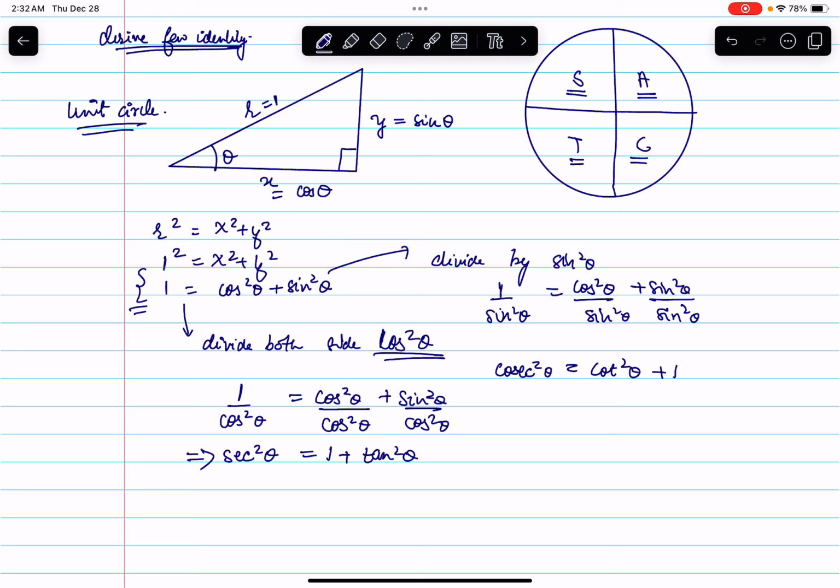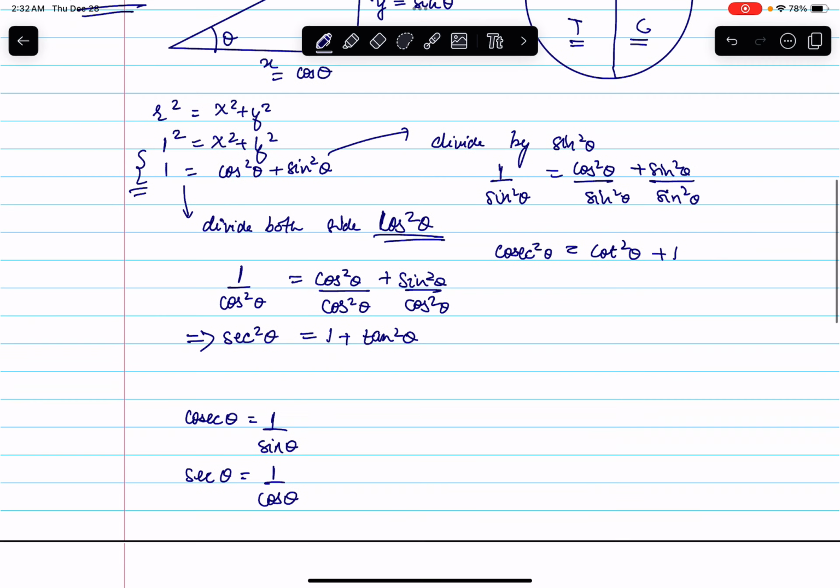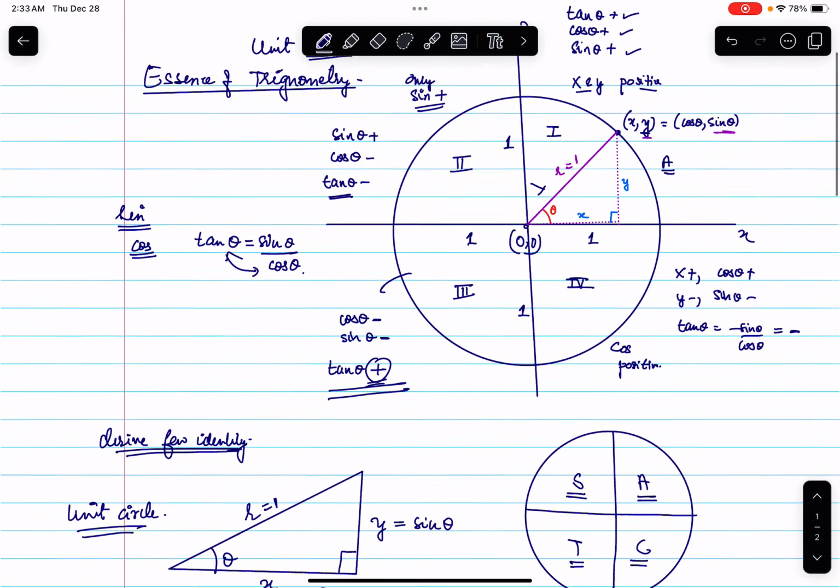In this case you would just see that cosecant of theta is just a fancy name which we have given for 1 divided by sine of theta, secant of theta is another fancy name for 1 divided by cosine of theta, and cotangent of theta is just 1 divided by tan of theta. So they're just reciprocal functions. That's how we would find it.